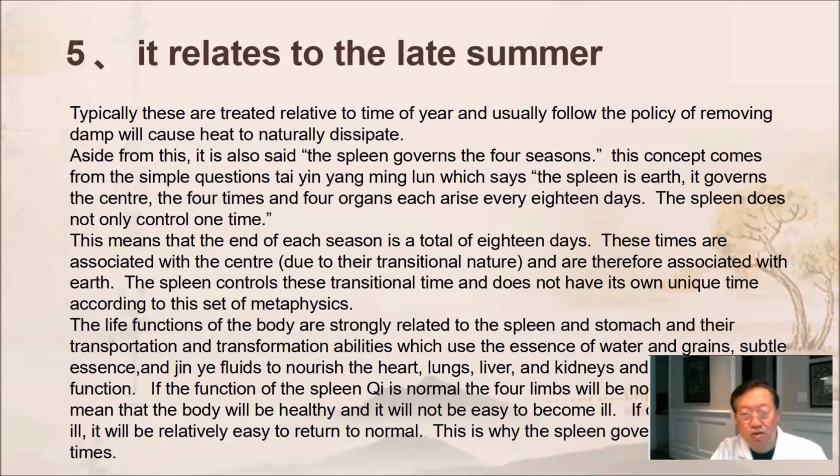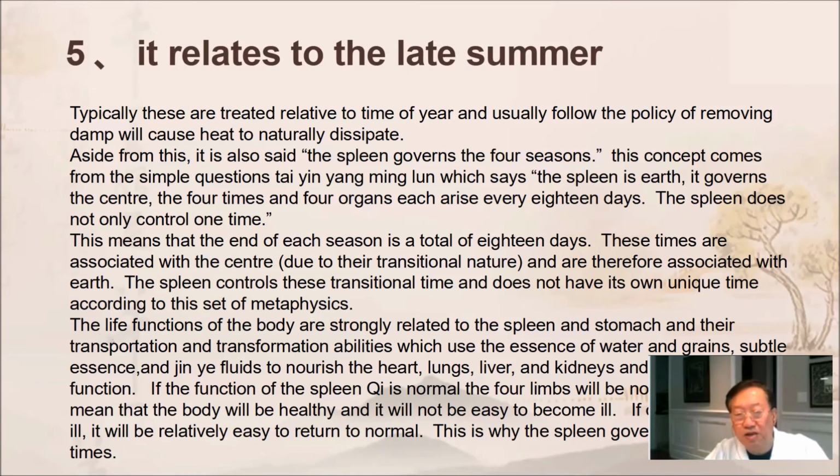This concept comes from the Simple Questions, Tai Yin Yang Ming Lun, which says the spleen is earth and governs the center, the 4 times, and 4 organs. Each arise every 18 days. The spleen does not only control one time. This means that the end of each season is a total of 18 days. These times are associated with the center due to their transitional nature, and are therefore associated with earth. The spleen controls these transitional times and does not have its own unique time according to this set of metaphysics.